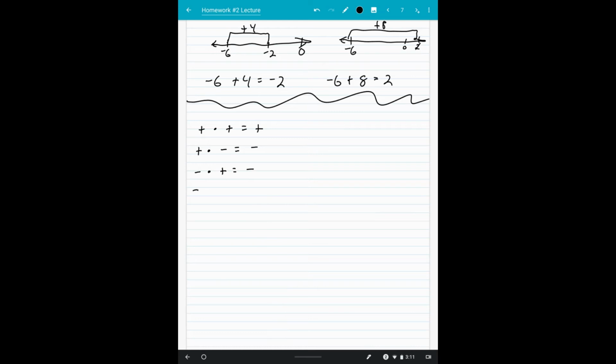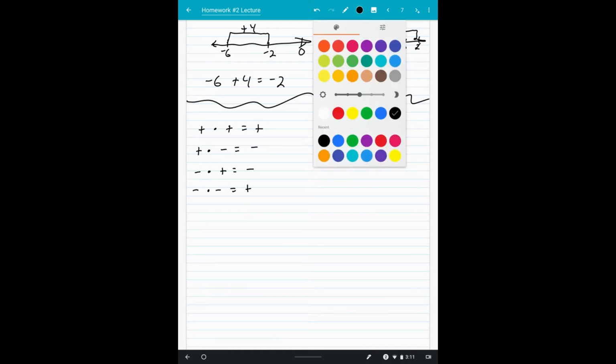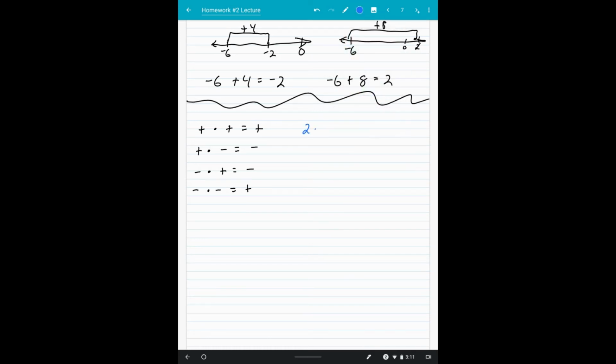If we have a negative times a negative, our result will be a positive. As an example, if we have 2 times 2, two positive numbers, they result in a positive answer. If I have 3 times negative 4, a positive times a negative, well, 3 times 4 is 12. And because it's a positive times a negative, it results in a negative.